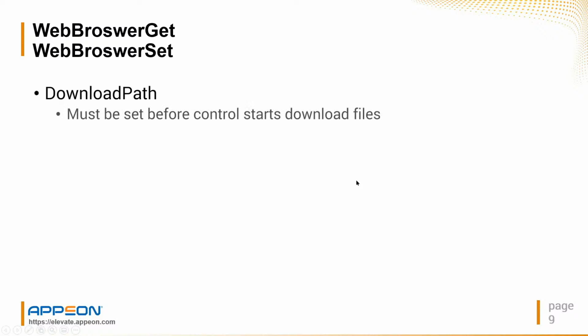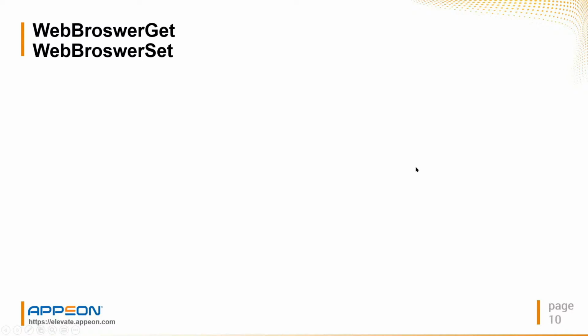Download path. It also must be set before the control, not before it's initiated, but before it ever starts to download files. And once again, it must be an absolute, not a relative path. Look at the proxy settings.